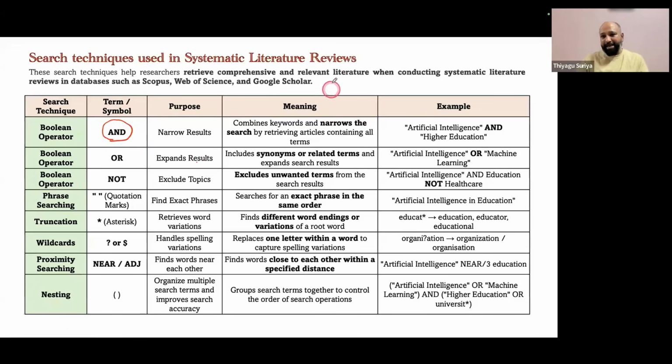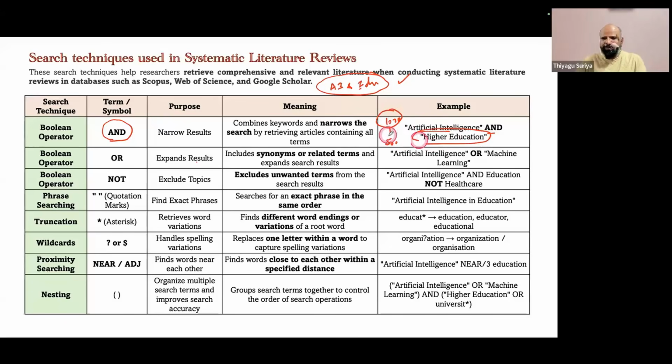Suppose I want to search AI and education, right? So what's going to happen? My search is going to identify wherever AI and education are used by an article, in the title or the abstract. AND means the two terms, artificial intelligence and higher education. Therefore, if 1,000 articles discuss artificial intelligence and 500 articles talk about higher education, what's going to happen?